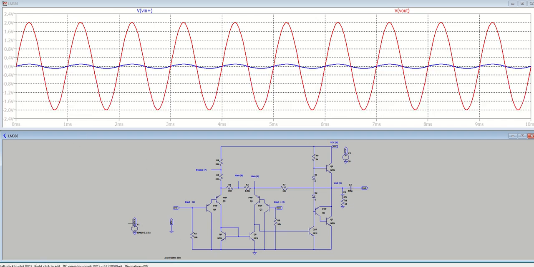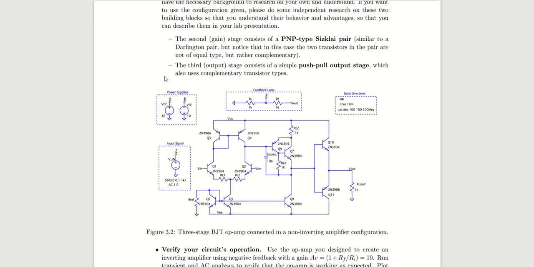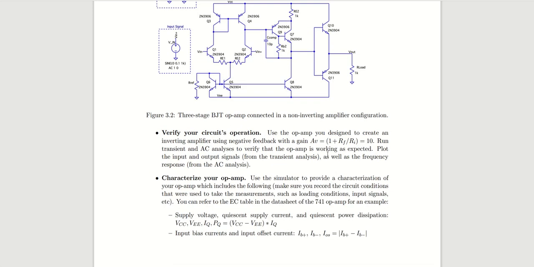Okay, so we're sending in 200 millivolts peak to peak, and we're getting 4 volts peak to peak. So we're getting a gain of 20, which is exactly what it said on the data sheet, but in the lab manual, we need to get a gain of 10.